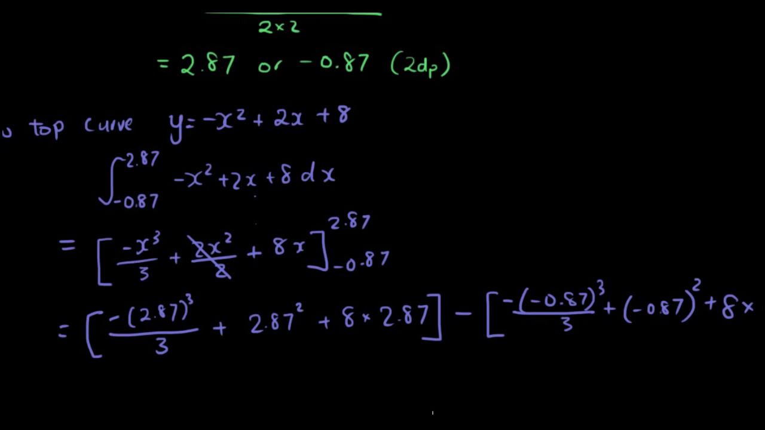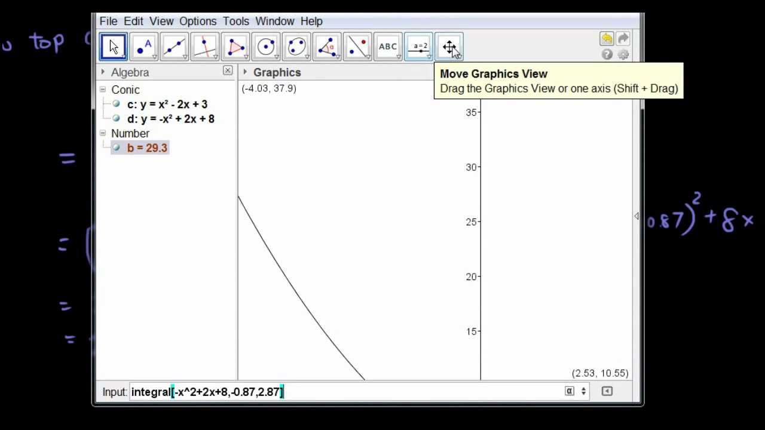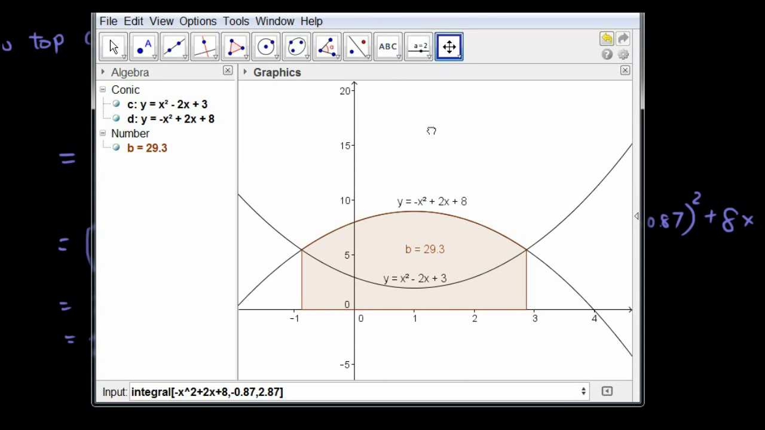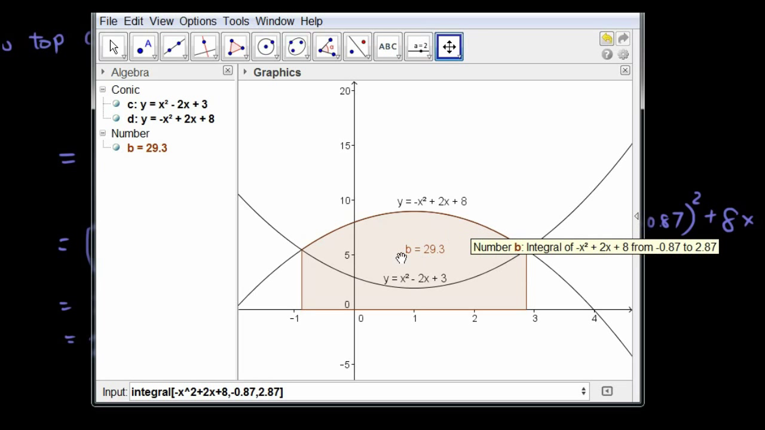Okay, so now let's put this in the calculator. I've put them into the calculator separately, and the answer is 29.3. I've also checked with GeoGebra. As you can see in GeoGebra, I found the area beneath the top curve, and the answer is 29.3. So this definitely works.